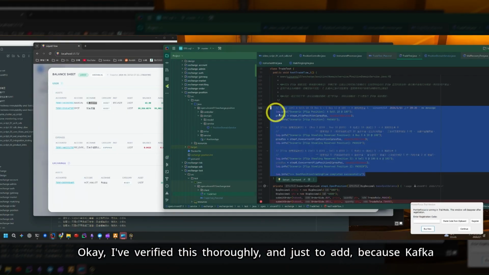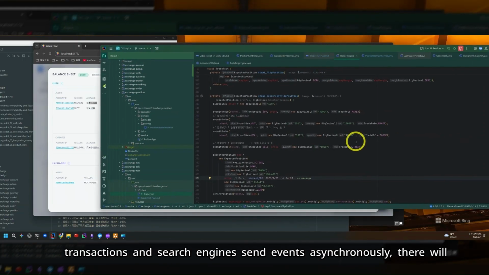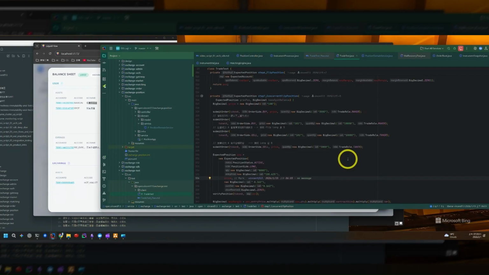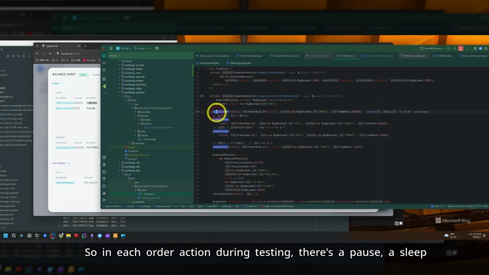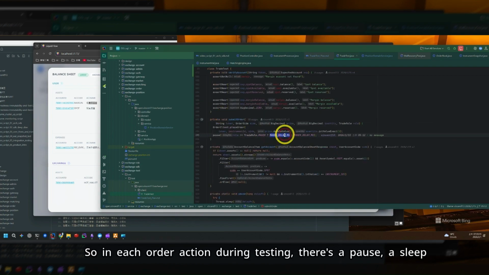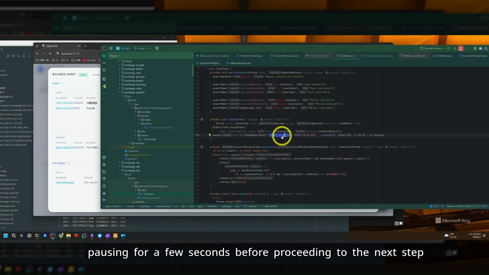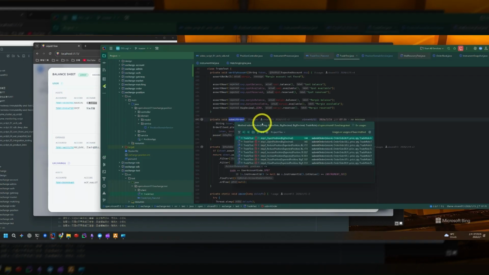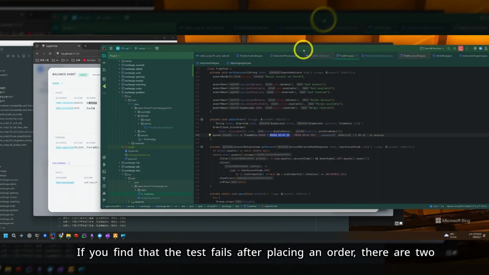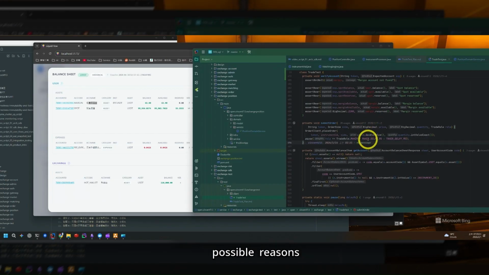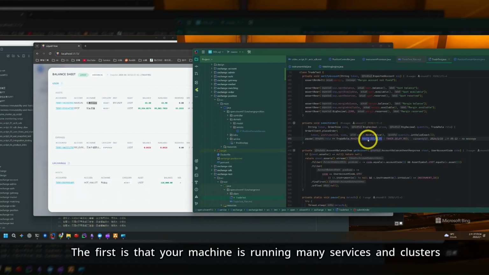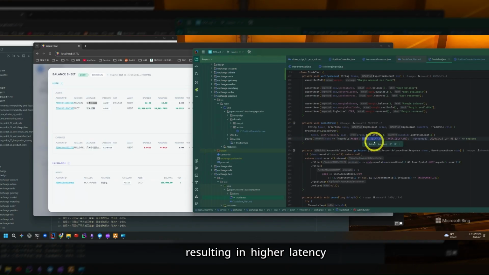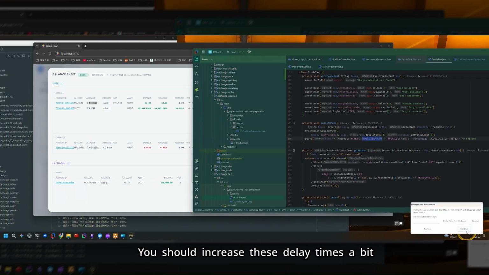And just to add, because Kafka transactions and search engines send events asynchronously, there will be some delays. So in each order action during testing, there's a pause, a sleep, pausing for a few seconds before proceeding to the next step. Each order action will do this. If you find that the test fails after placing an order, there are two possible reasons. The first is that your machine is running many services and clusters, resulting in higher latency. You should increase these delay times a bit.